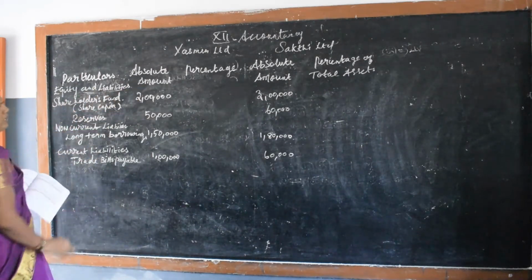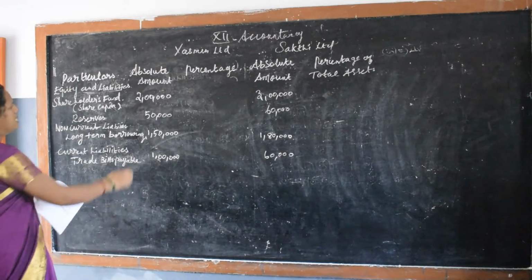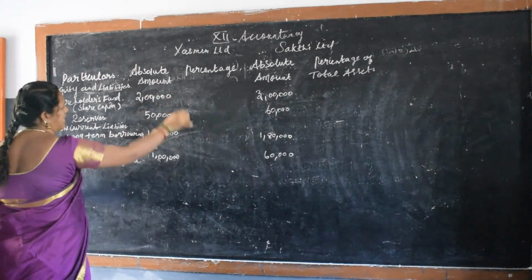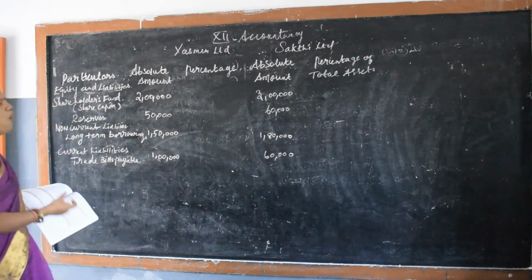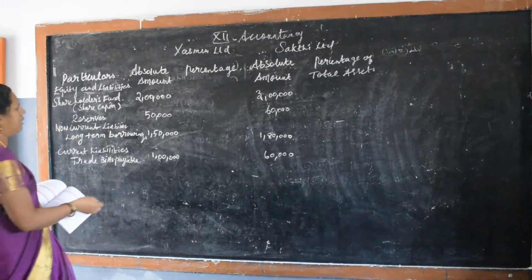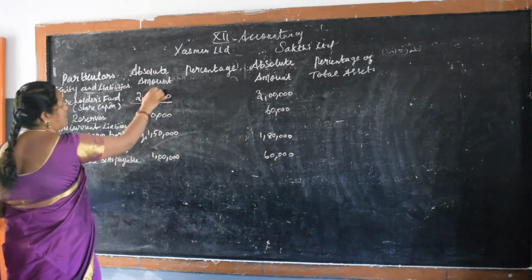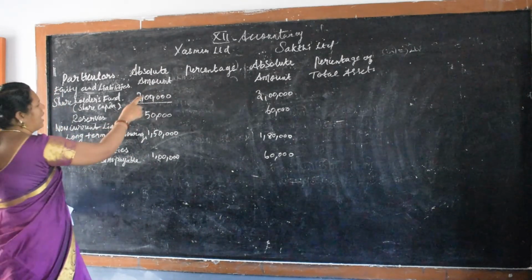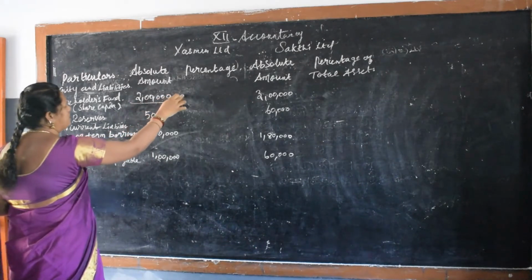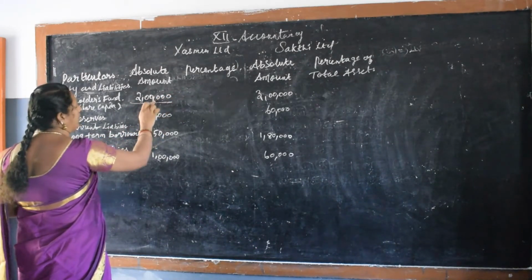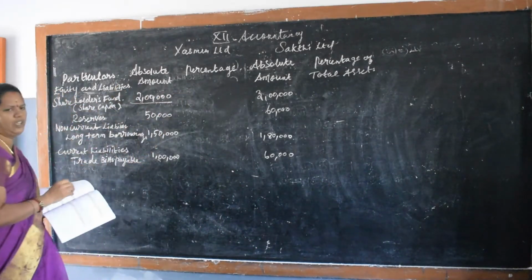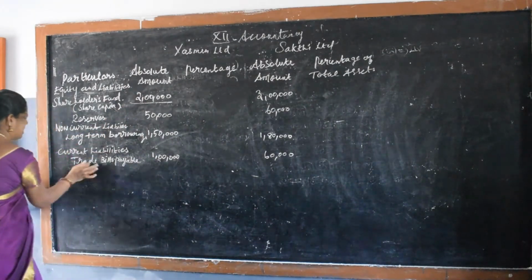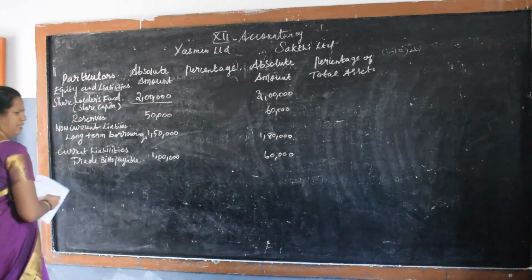How are we going to find out the percentages? See here, the percentage we have to find out. It is a common size statement. Common size statement means what value do you have to take? You have to take the value 2 lakh as the common size. Am I right? So the percentage is 2 lakh by 2 lakh into 100, which gives 100 percent. So write the statement like this.